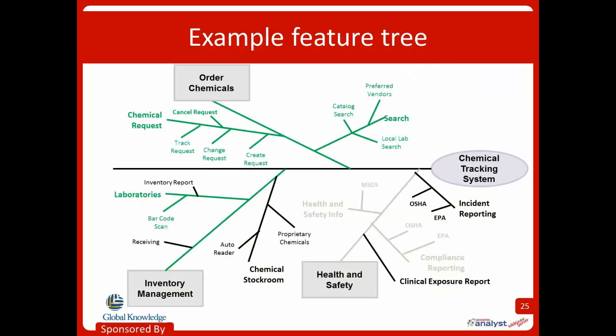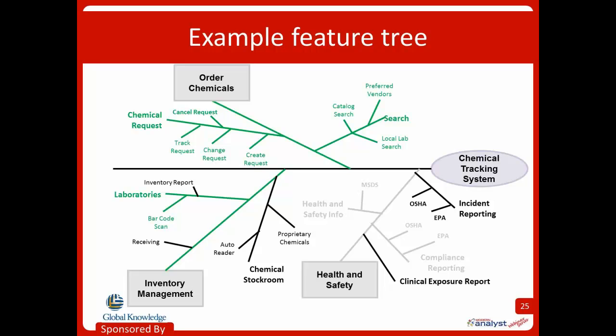And here's the example from our chemical tracking system. Okay, so we have the order chemicals level 1 feature up at the top, and underneath that you can see we have search and then chemical requests, or L2 features that are hanging off that branch. And then we have lots of L3 features on each of those branches.